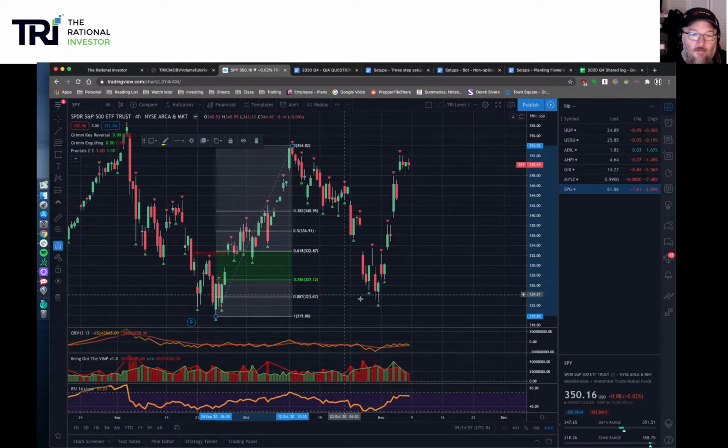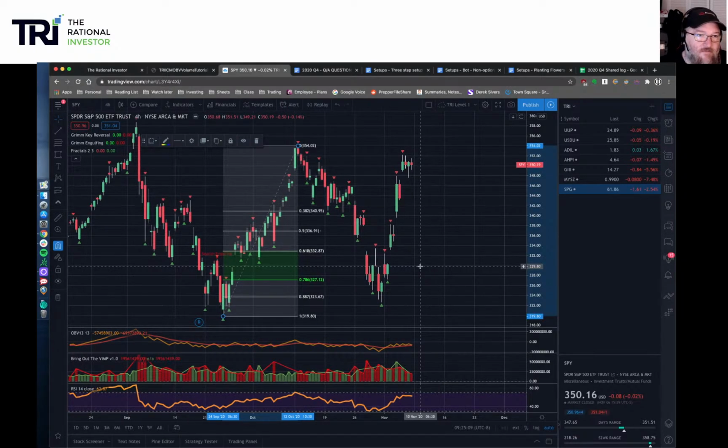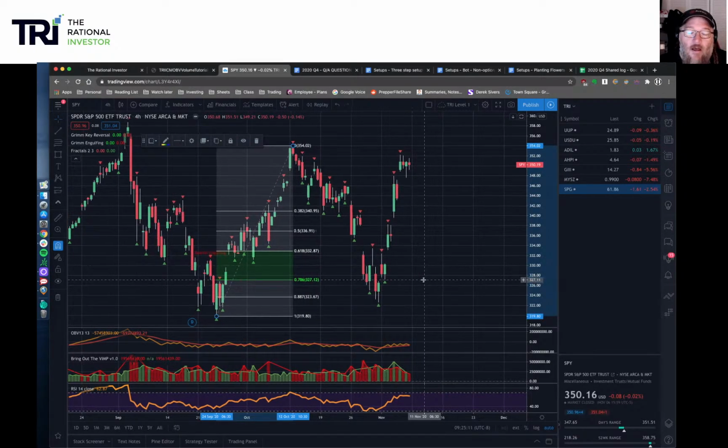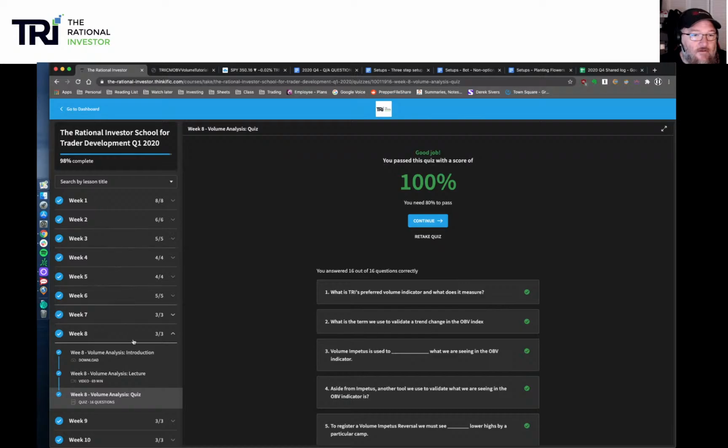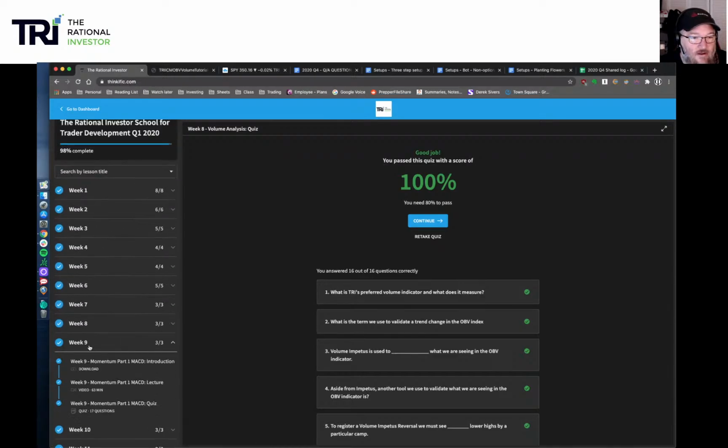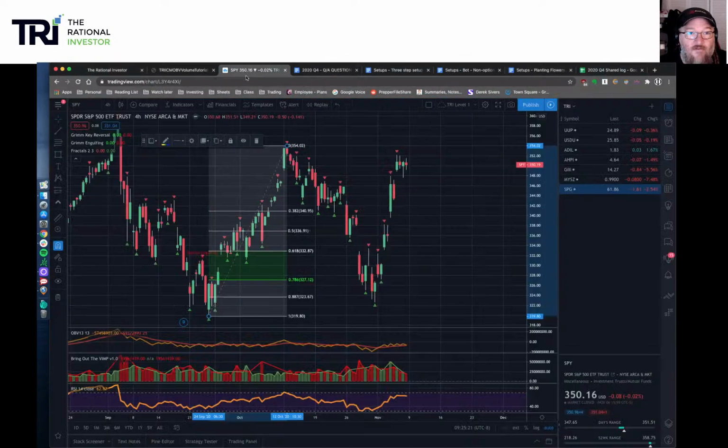We had one signal but not two, so we were waiting on that. If I had OBV and RSI and MACD, which we'll be learning next week, Week 9, yeah, MACD. If I had all three of those giving me a good signal, then I might add another percentage of risk. Then I'd be at 2% that I'd be willing to risk on the trade.